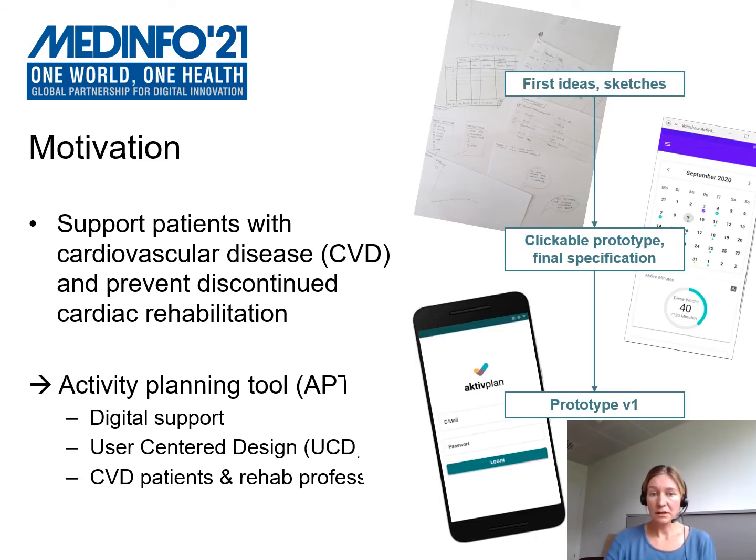Here you see some milestones within the user-centered design process, from the collection of ideas and first sketches of what the so-called activity planning tool should do and provide, to a clickable prototype with a final specification of the tool, and at the end towards a first functional prototype which can be used on the mobile phone as well as in the web browser.